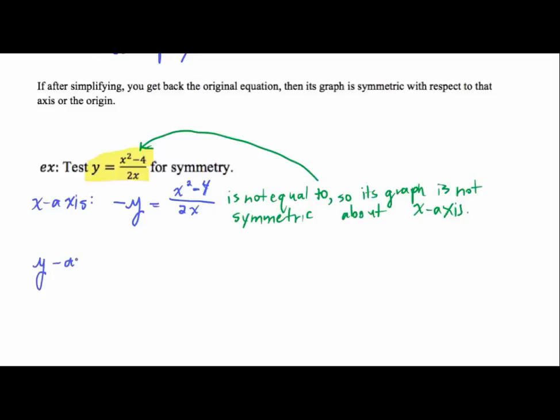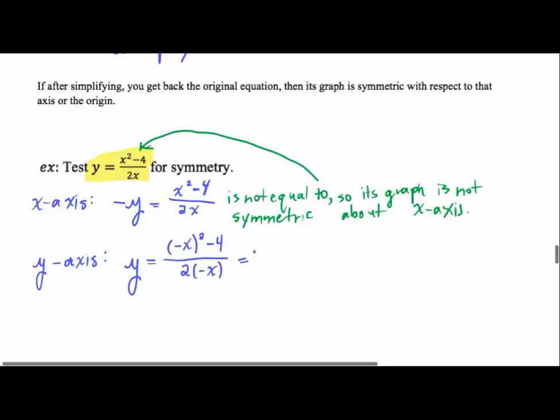Okay, so to test for symmetry about the y-axis, we replace x by what? Negative x and simplify. So now I'm taking the original equation again, but I'm replacing each of the x's with negative x. And be careful to put that one on top in parentheses. It makes a big difference.